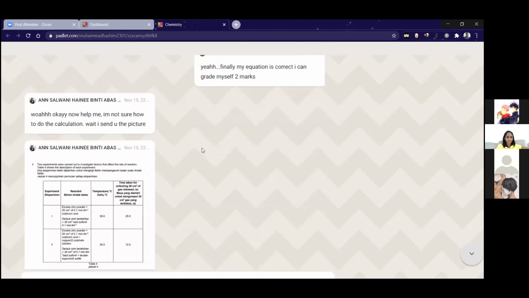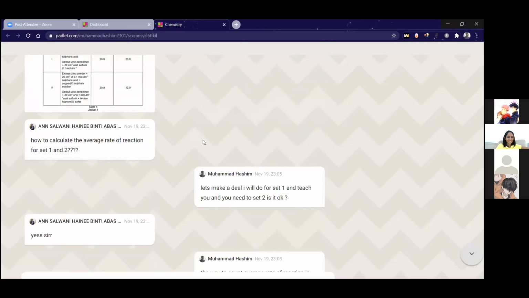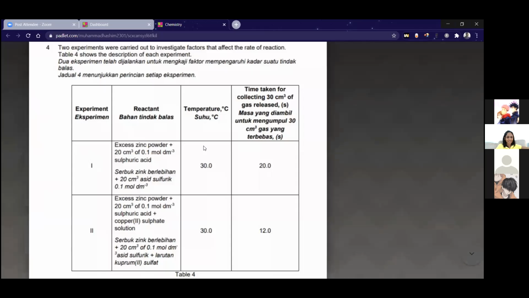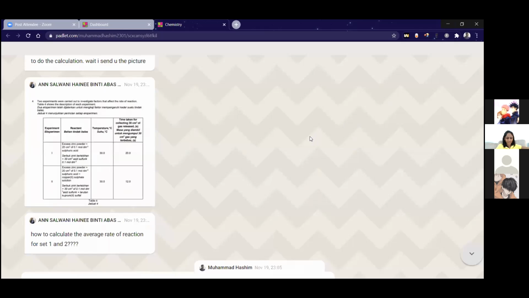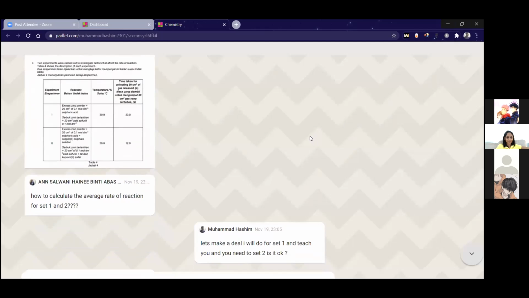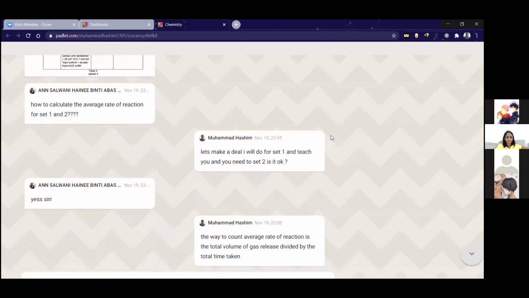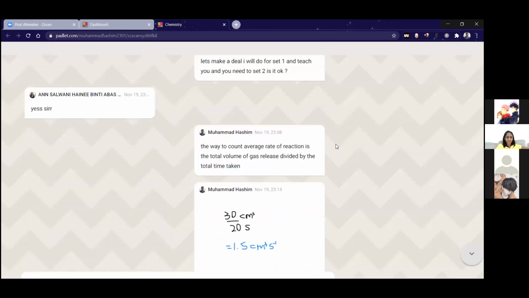Okay, now help me. I'm not sure how to do the calculation. Wait, I'll send you the picture. How to calculate the average rate of reaction for experiment 1 and 2? So we make a deal that N must do the second one, I do the first one. Yes, sir.